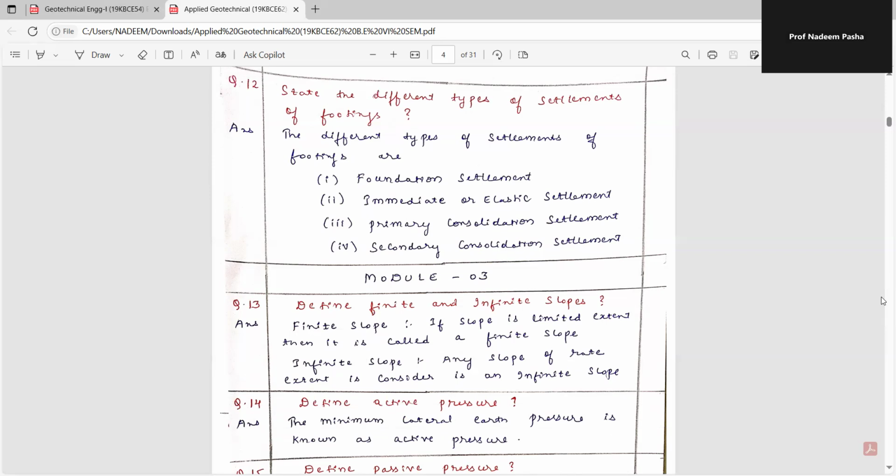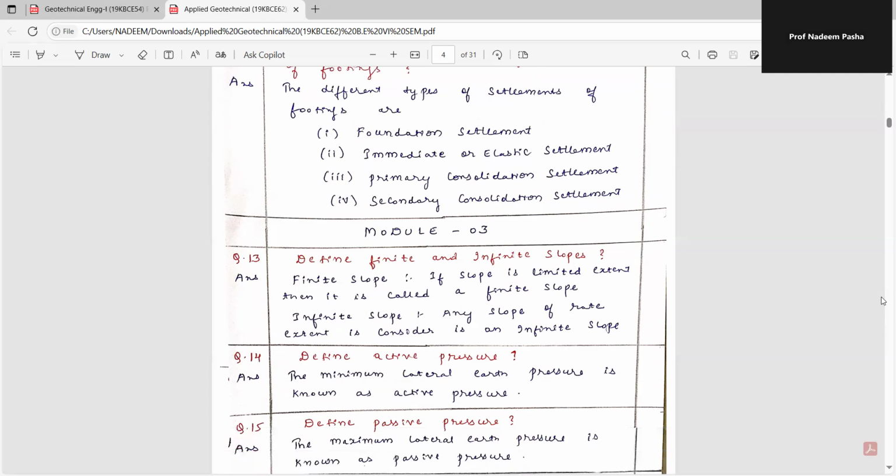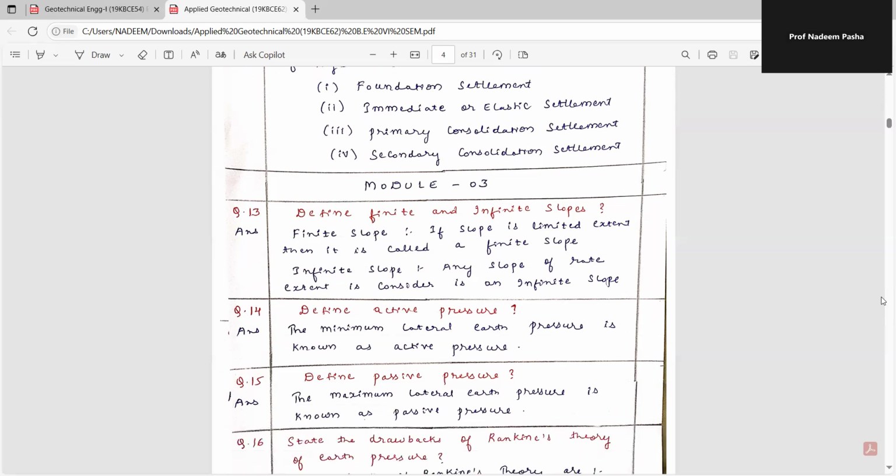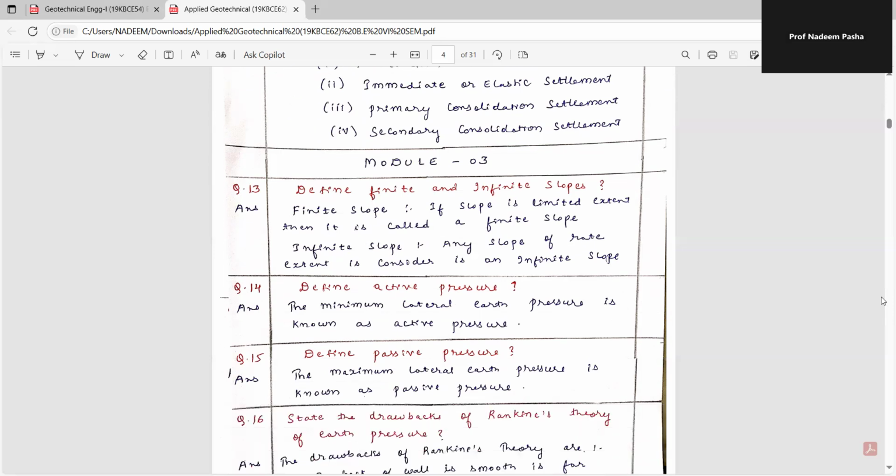If a slope is of limited extent, then it is called a finite slope. Any slope of infinite extent is considered an infinite slope. Define active pressure. The minimum lateral earth pressure is known as active pressure. Define passive pressure. The maximum lateral earth pressure is known as passive pressure.